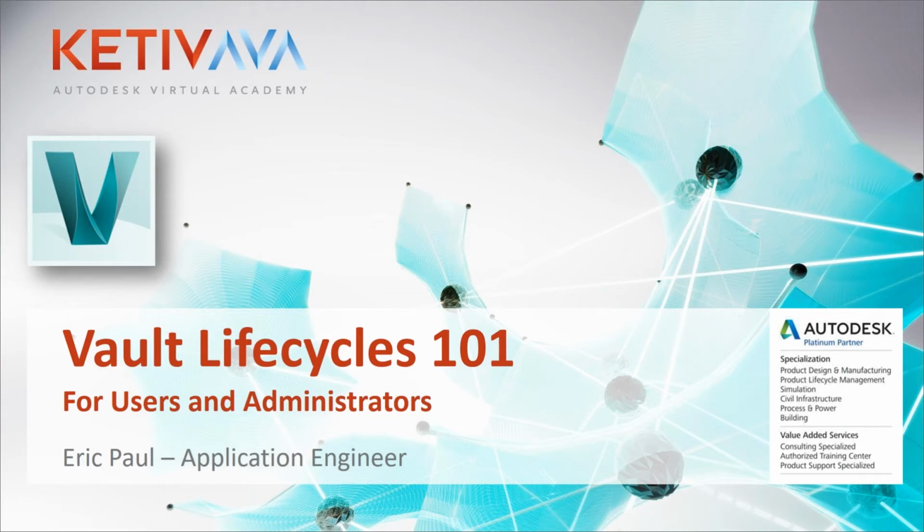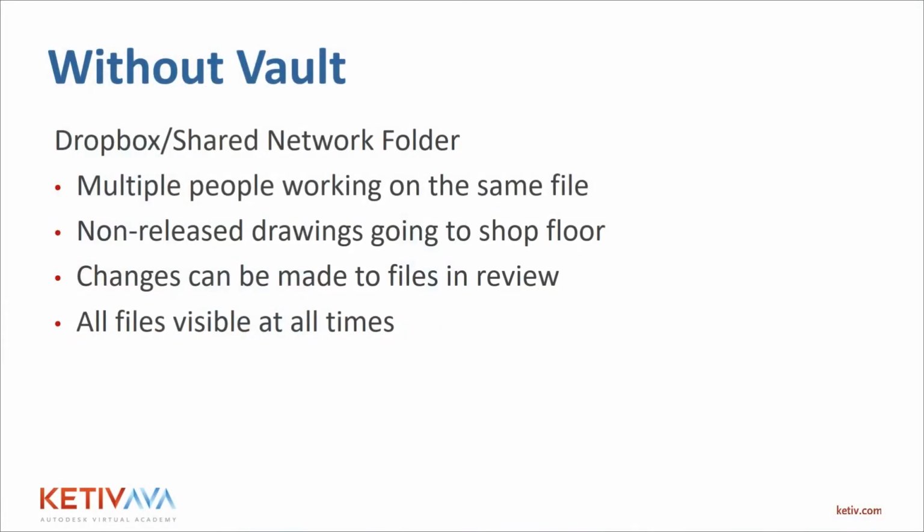So if you're not using Vault already, chances are you're using something like Dropbox or a shared network folder, and that can bring a few issues. So maybe you'll have multiple people working on the same file, and this can mean overwriting files and other issues trying to save the file at the same time. This is bad. Maybe non-released drawings are making it to the shop floor. This can mean thousands of parts ordered wrong because they were looking at the wrong version of the file.